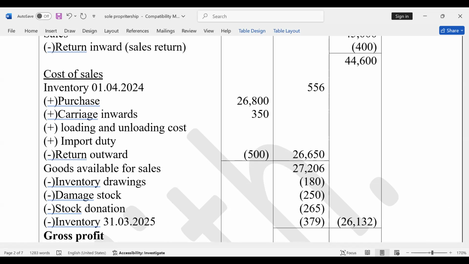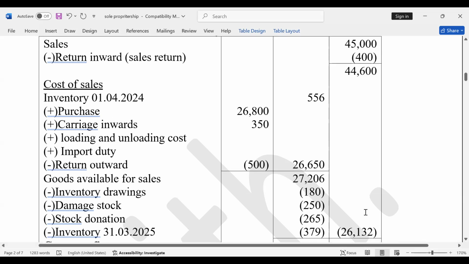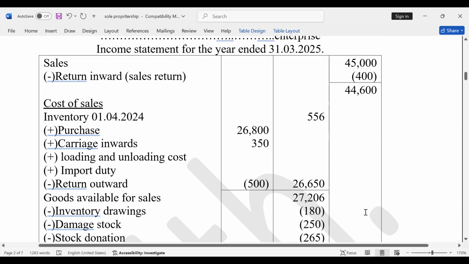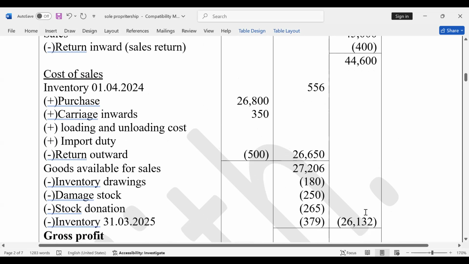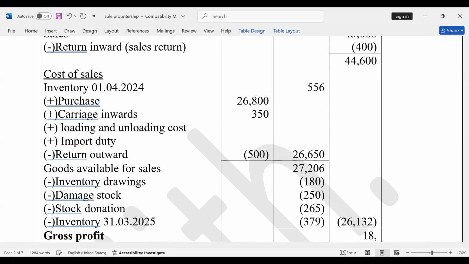Sales minus cost of sales, gross profit can be calculated. Think how to complete financial statement. Therefore, gross profit equal 18,468.